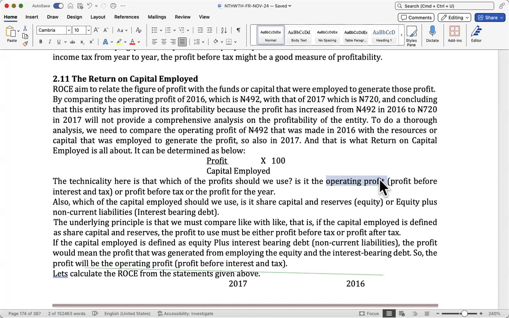Now, that's the first technicality here, which is solved. They must match one another. The profit you use must match the capital employed. And don't forget, this return on capital employed, as the name implies, will show us the amount of profit an entity is able to generate from its financial resources. And of course, the higher the better. A company that has a higher ROCE is a superior company in terms of profitability.